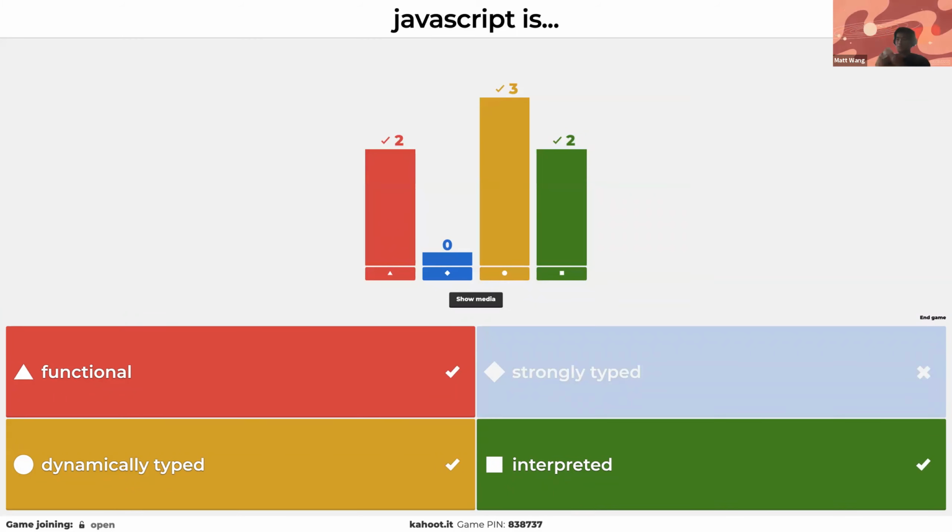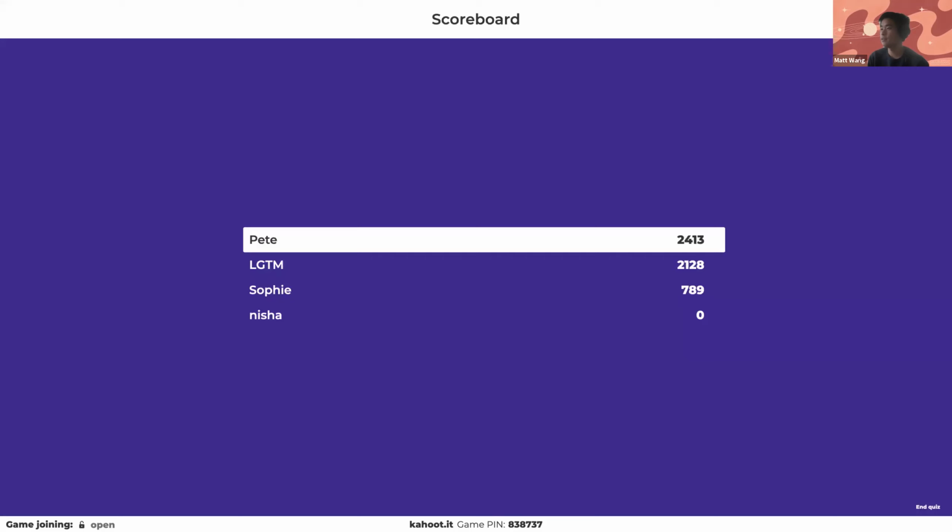Okay, so most of us got the answer right. It is functional. That's what I said. You kind of have to take my word for it, but it supports first-class functions. It's dynamically typed and is interpreted. It's not strongly typed because types are very weak. It's kind of like not a very strict thing that people say. But usually we'd say something like Java is strongly typed.